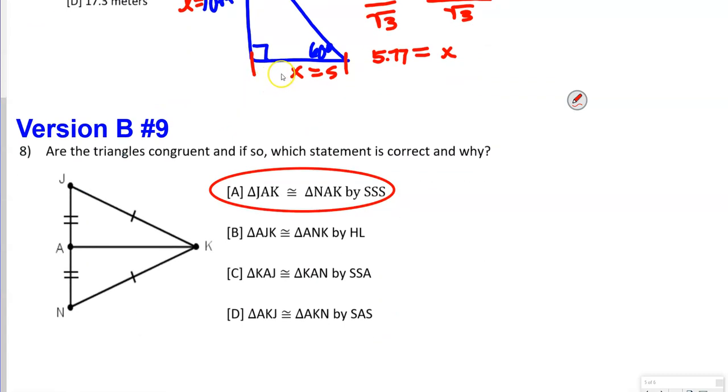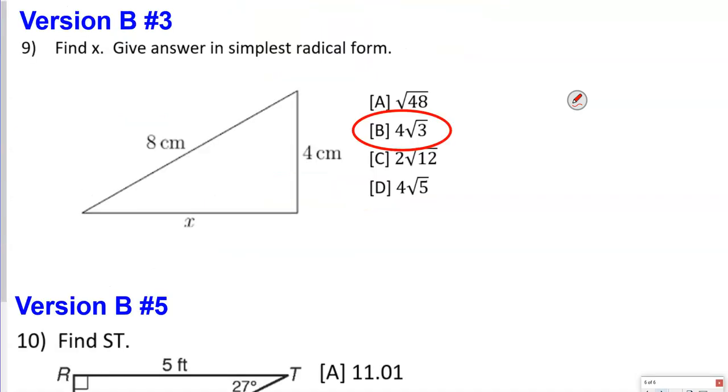Okay? Now this next one says, are the triangles congruent? If so, which statement is correct? So we have a pair of shared sides, so those are congruent, right? So don't you see JK is congruent with KN, one tick, and then we have JA is congruent with NA, 2 ticks, and then we have the center. Now look, you can't choose HL here because it does not have a right angle symbol in the problem, and we can't choose HL unless we see that there's a right angle symbol.